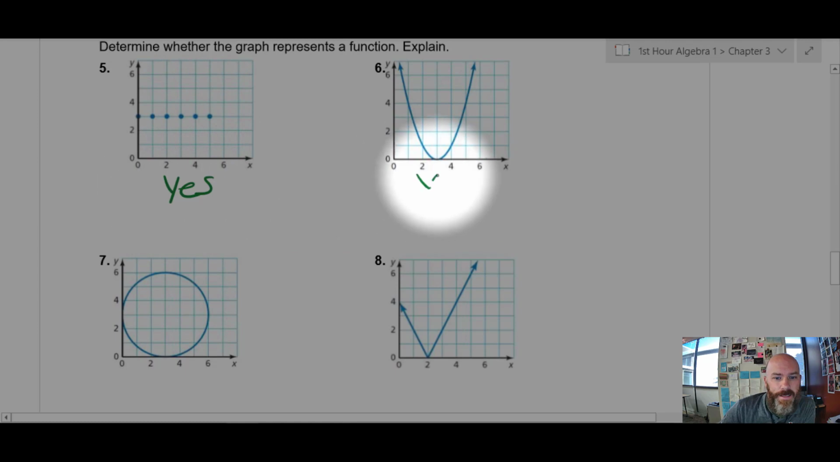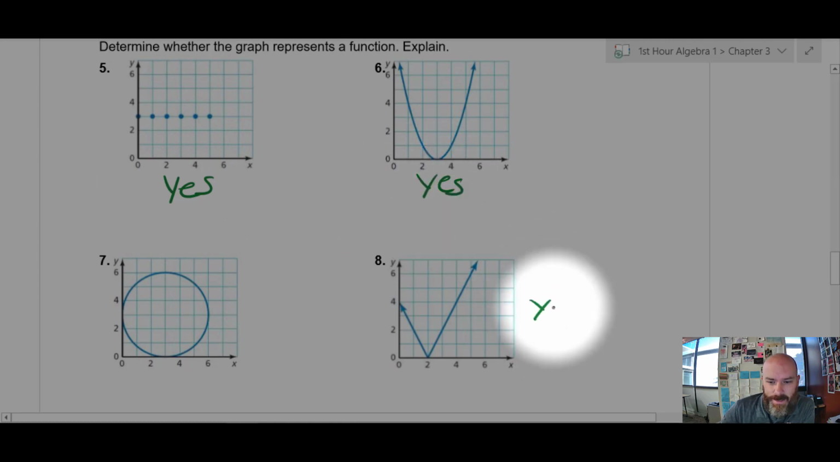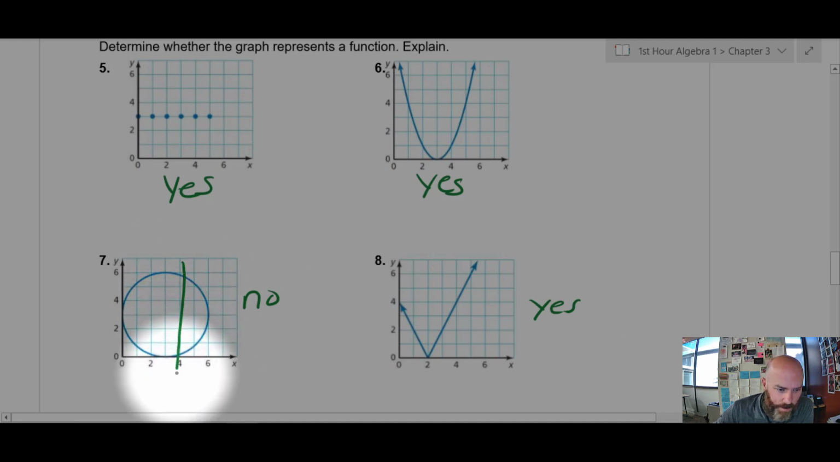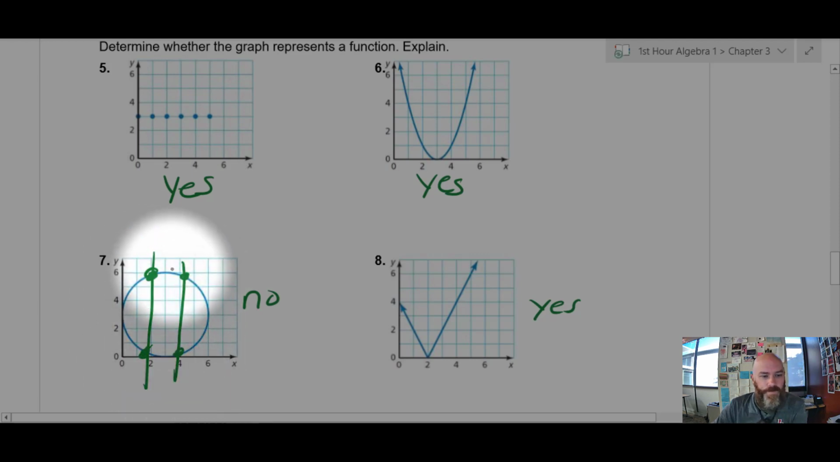Number 5 is a yes, 6 is a yes, 8 is a yes, number 7 is the no, because pretty much anywhere on this circle, you draw a vertical line, you're going to touch the graph in 2 spots. Pretty much anywhere. You just need to find one spot, only one spot that has it, and then it's a no.